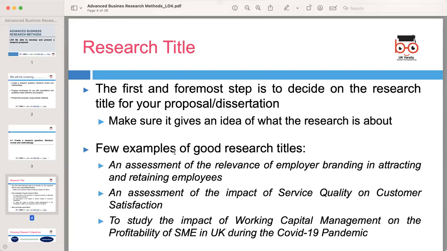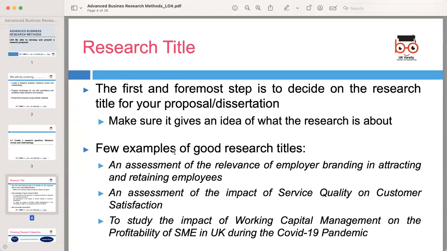As you can see, a few examples of good research titles: assessment of the relevance of employer branding in attracting and retaining employees, assessment of the impact of service quality on customer satisfaction, and to study the impact of working capital management on the profitability of SMEs in the UK during the COVID-19 pandemic.